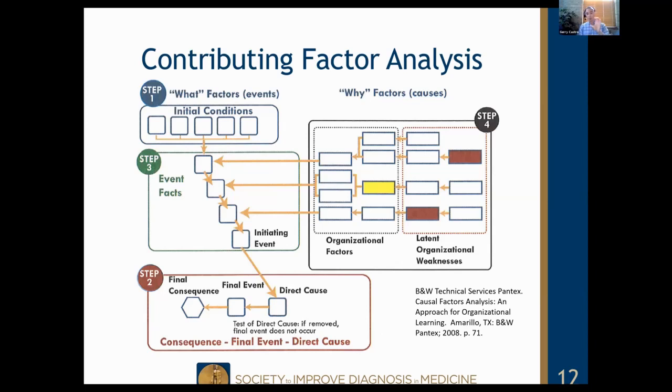And ultimately, when we do this type of analysis, what we want to try and uncover are the why factors, and those are on the right-hand side. So for the sequence of events, what we're trying to do in our analysis is determine why this particular event happened. And then you'll see here, delineated by the organizational factors, or what they call organizational weaknesses.